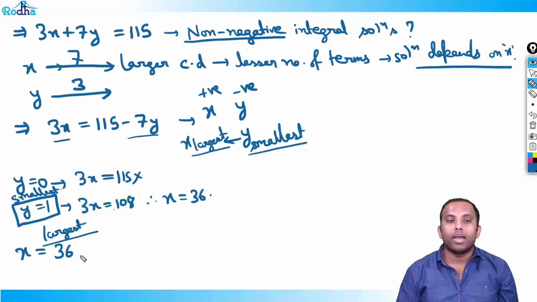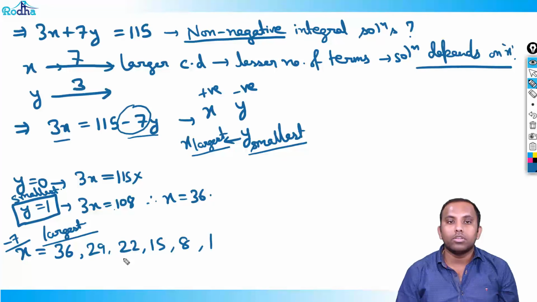Then after 36, what is the next value? x will decrease in steps of 7, because the coefficient of y is minus 7. So 36, then minus 7 is 29, then 22, then 15, then 8, then 1.